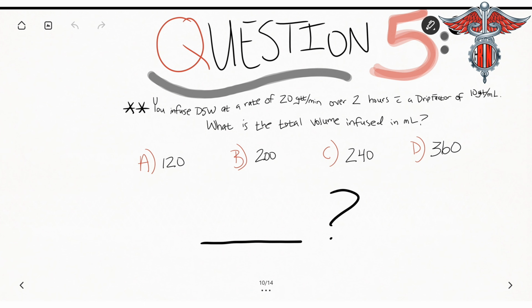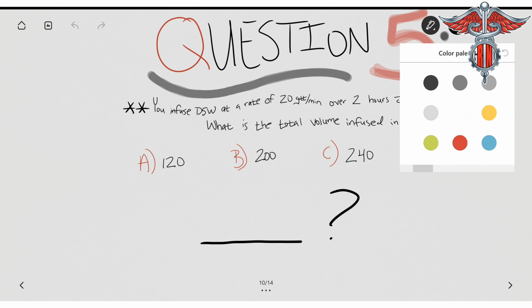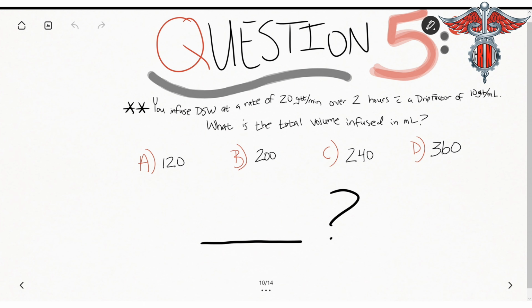You infuse D5W at a rate of 20 drops per minute over 2 hours with a drip factor of 10 drops per mil. What is the total volume infused in milliliters? So this is definitely a different approach, a different type of question than we've been used to seeing. This is still a drop factor question, but it's just a different presentation. I don't want this to alarm you. We're going to go through it and we're going to make sense of it.